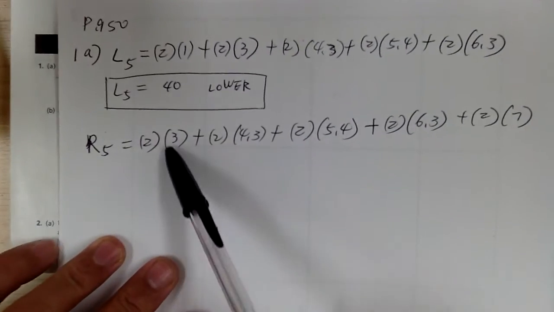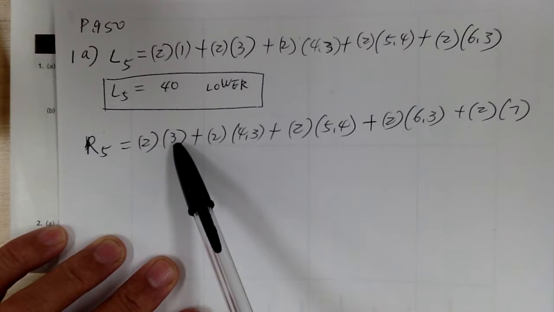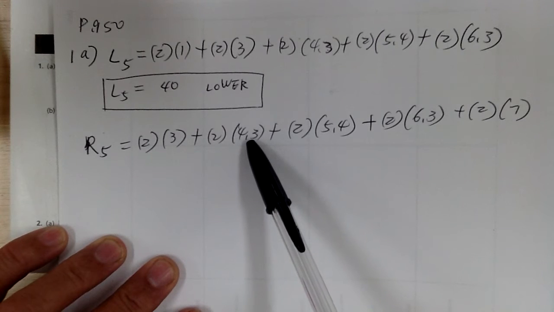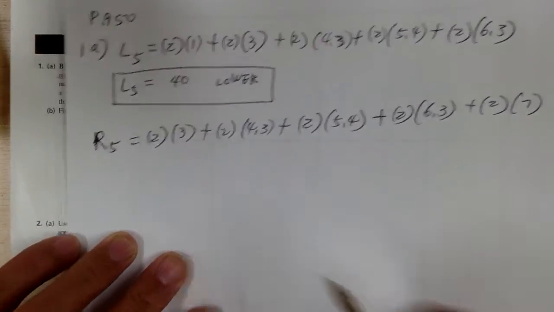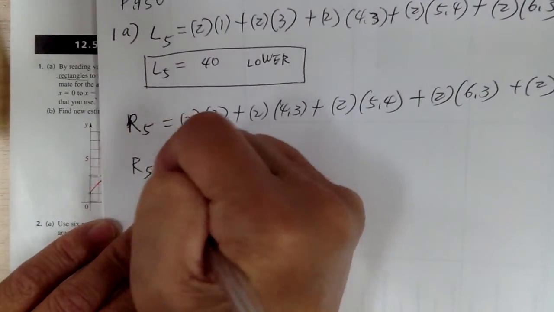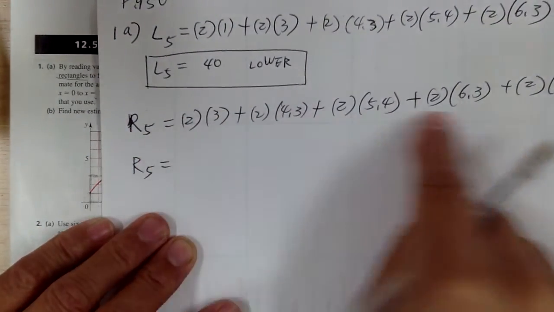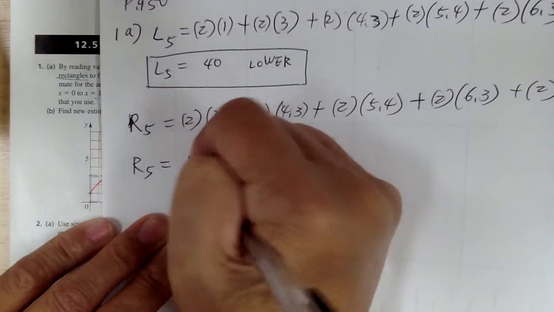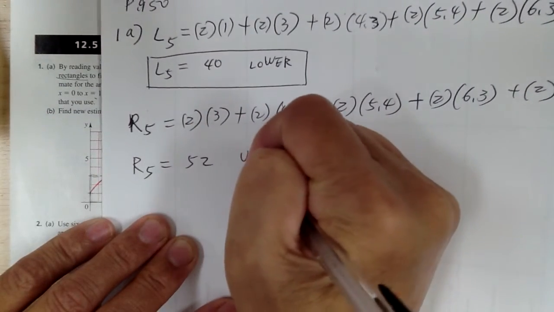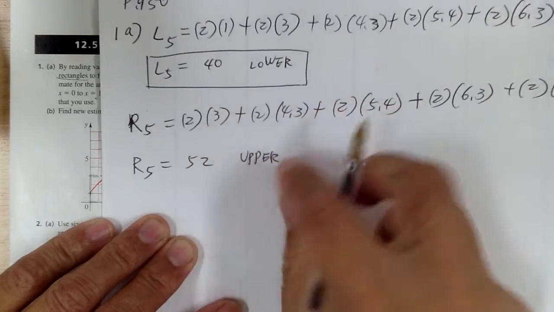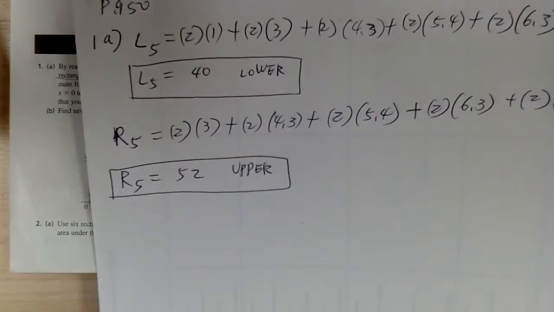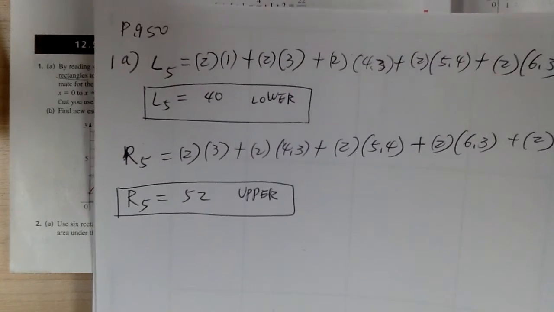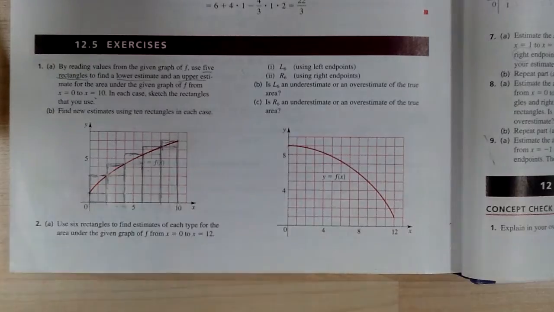Okay, so again, those are the 5 strips. So first strip, the height is 3, and 4.3, 5.4, 6.3, and 7. Okay. So R5, you can get your calculator, work everything out. You're going to get 52, and this is the upper estimate. Okay, so that's number 1. Okay, let's go to number 3.